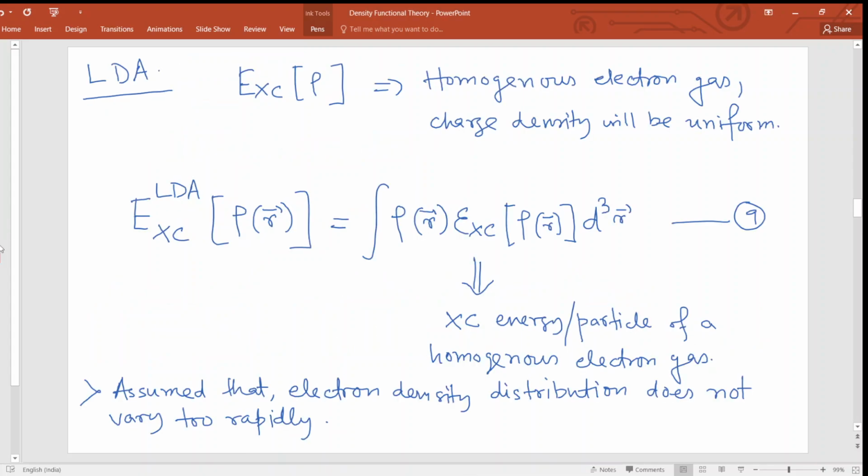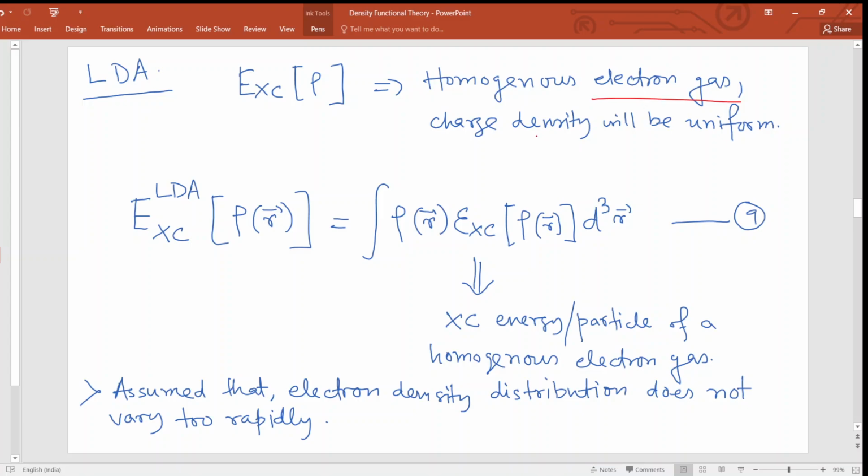Let us first look at LDA. As we have seen, the exchange correlation energy term is a function of rho. Now here the approximation that has been taken is called the homogeneous electron gas approximation. Okay, so that means that the distribution of electrons within a given atom is uniform. So we are not assuming any kind of inhomogeneity in the system.